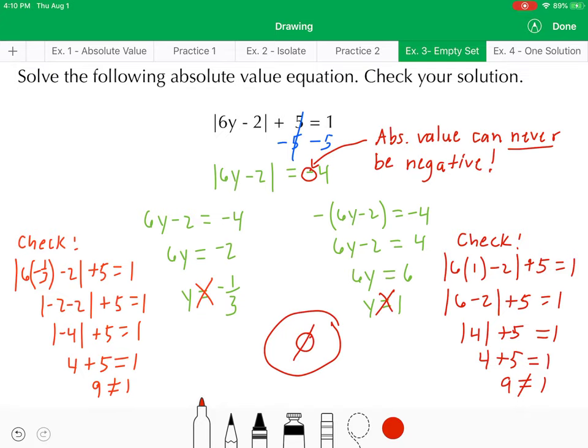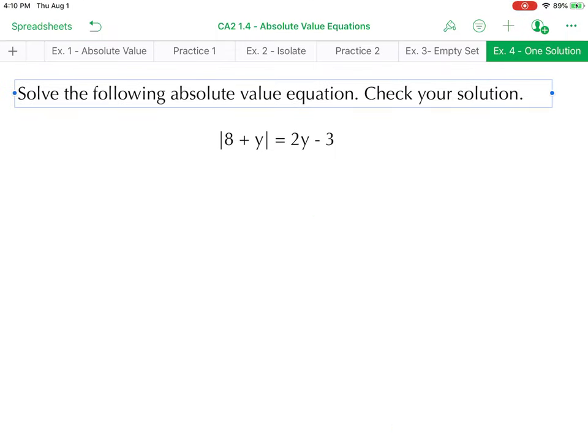All right, one final example here. Notice in this equation, I have variables on both sides. I need to think of the 2y minus 3 as a distance, right? Absolute value of 8 plus y, I want it to equal out to a distance of 2y minus 3. I'm not really going to approach this much differently than any of my previous problems. So notice the absolute value is isolated. I can go right to my positive case and my negative case.